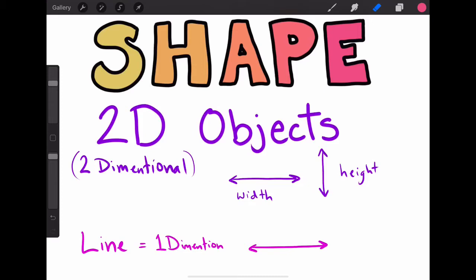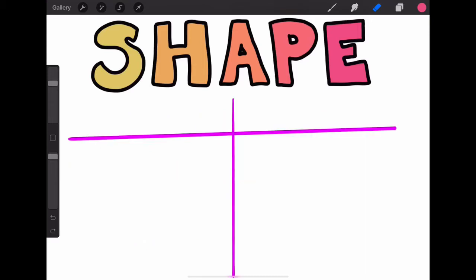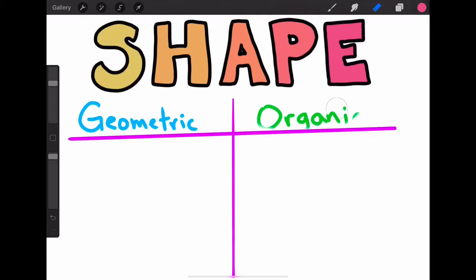Let's talk about examples for this. Shapes fall into one of 2 different categories. This is how we organize them to make them easier to understand. One of them is called geometric shapes. The other one is called organic shapes. So we have 2 different categories. Now, they have some very distinct things that make them different.